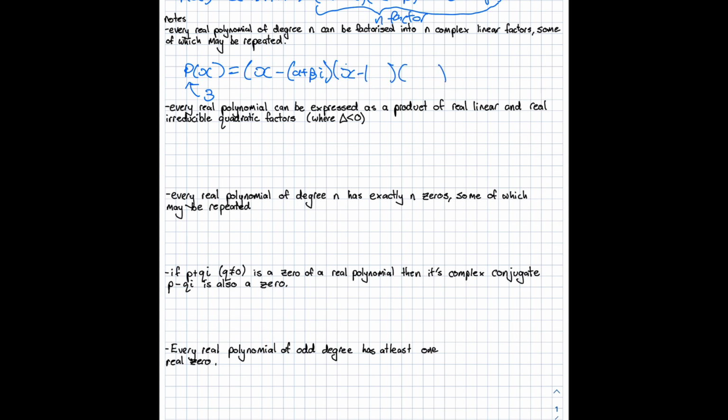So these aren't the same factor. I'm just trying to show you that this can be broken up. We can break this up into linear factors that are complex, and there will be the same number as the degree of our polynomial. I'm just going to erase that because that's not quite right, so I don't want you putting that in your notes.